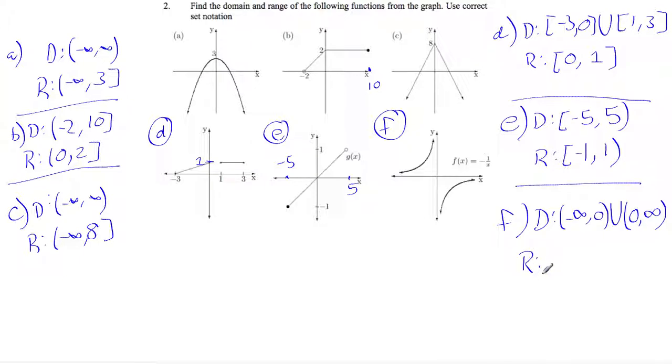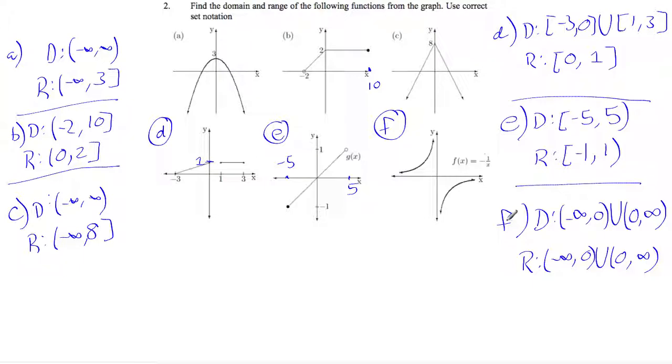The range, very similar. We can see that we have that same behavior on the y-axis, or sorry, the x-axis. We will learn later on this is called an asymptote, but for right now, we don't need to be too concerned about this. So this goes from negative infinity to 0 in union 0 to positive infinity.